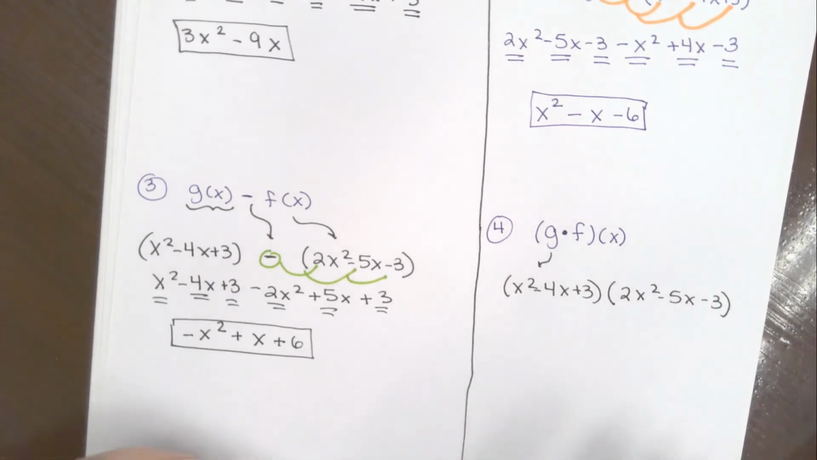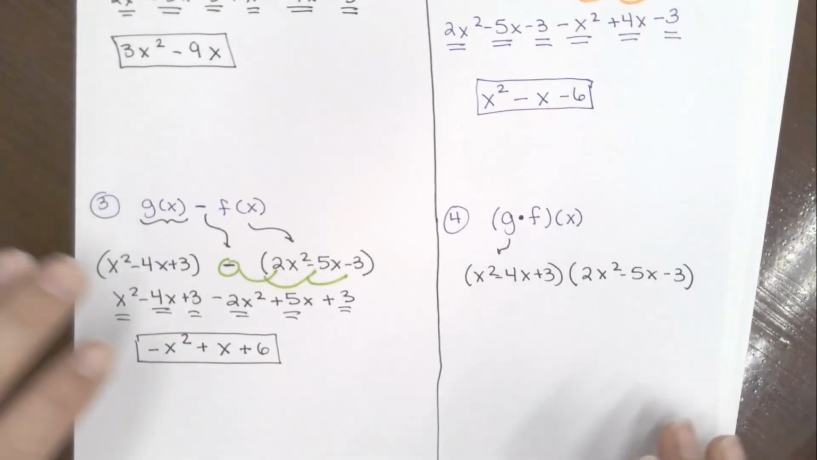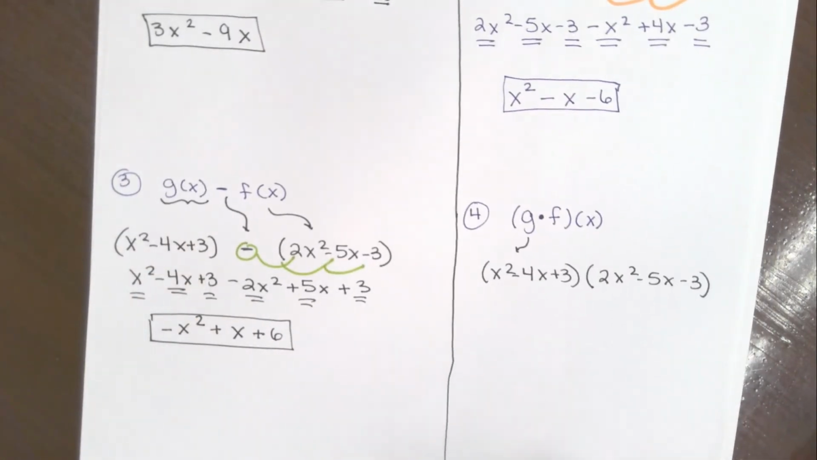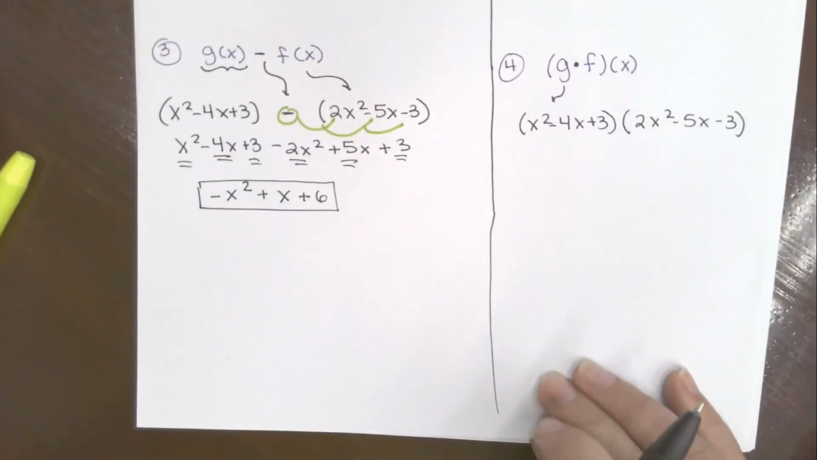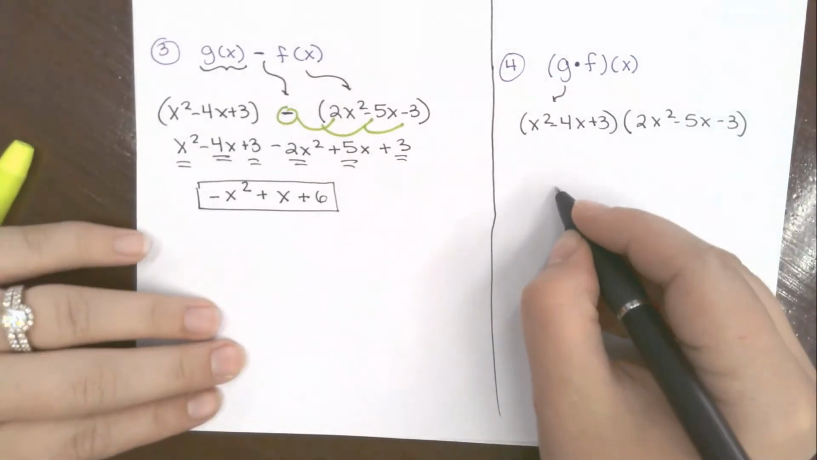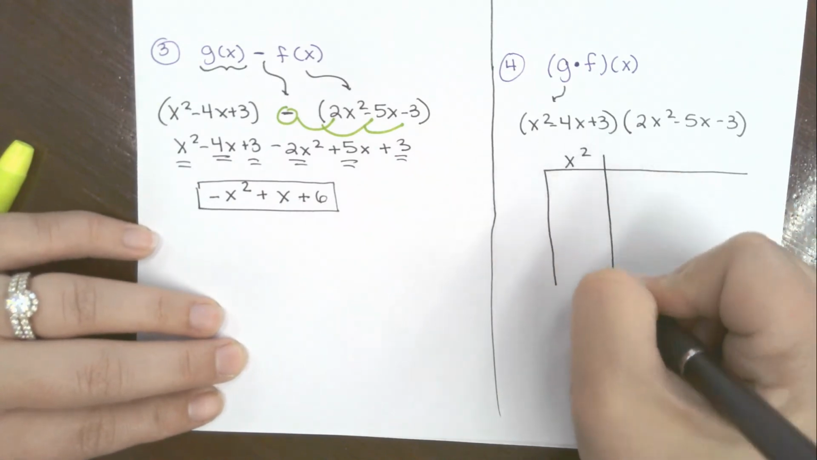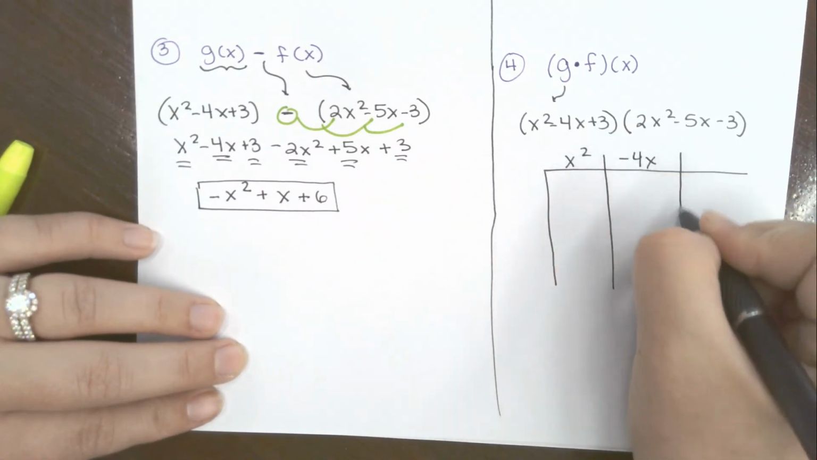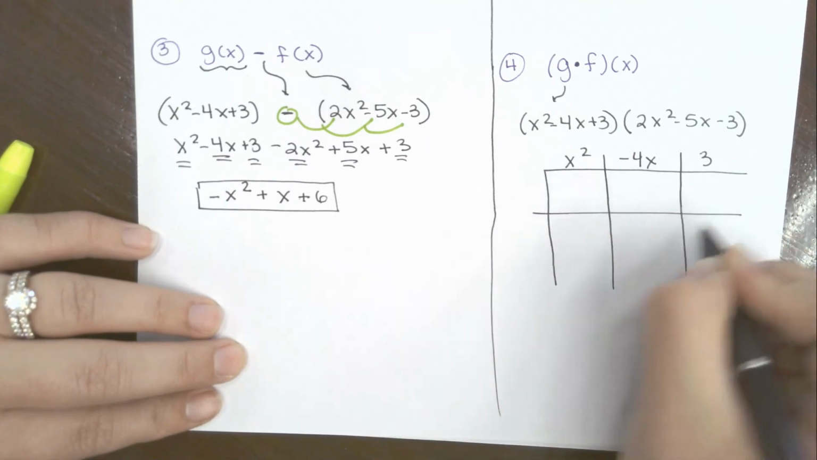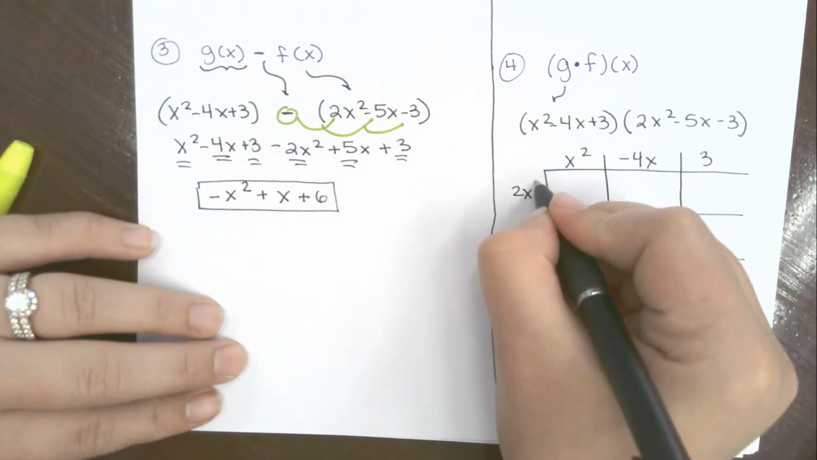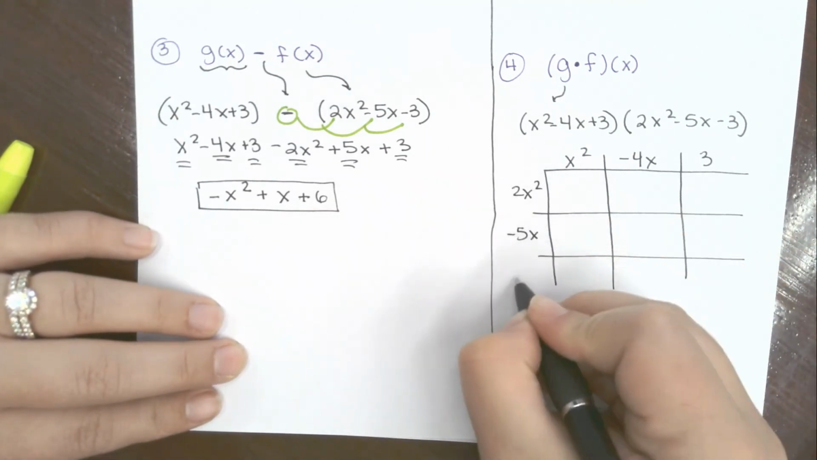Now, because we have two trinomials, I am going to encourage you to use the box method. If you prefer to FOIL or distribute, that's okay. That's your choice. But for me, I prefer the box method. Helps me out. So I'm going to do x squared, negative 4x, and 3. And here we're going to do 2x squared minus 5x minus 3.